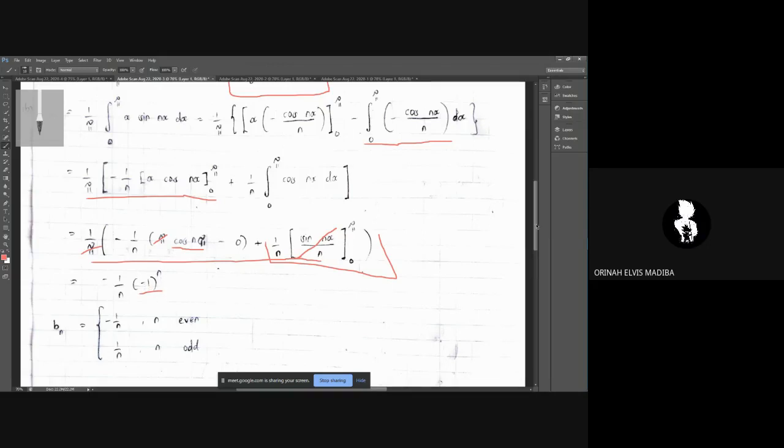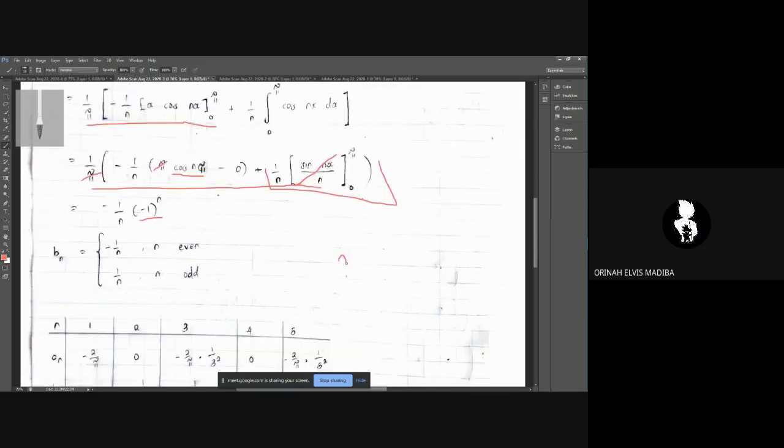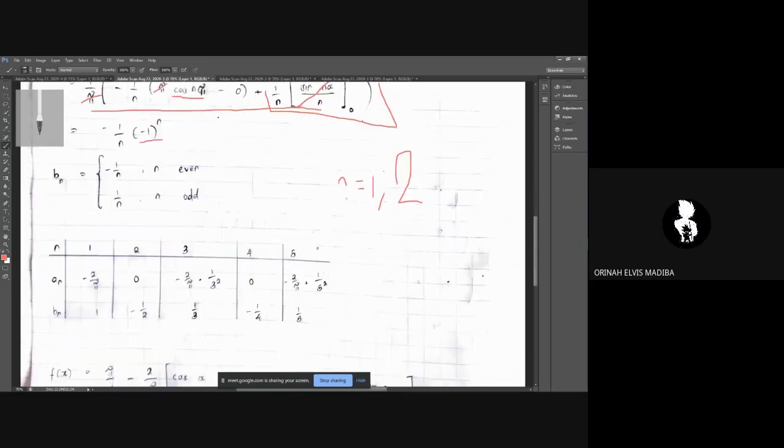And then we do the same thing. If n is an odd value, it remains negative 1, and then we have 1 over n, because the signs multiply, giving us 1 over n. If it's even, this becomes 1, and we get negative 1 over n. So we have our values for an, a0, and bn.